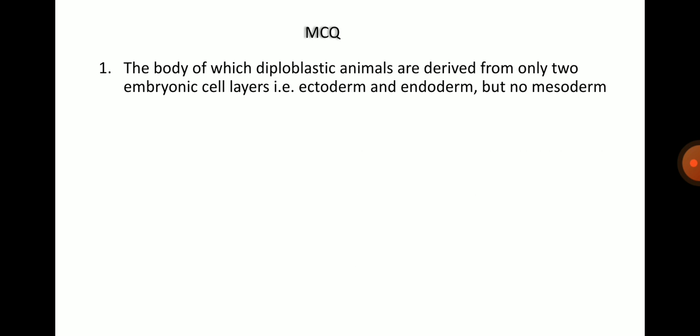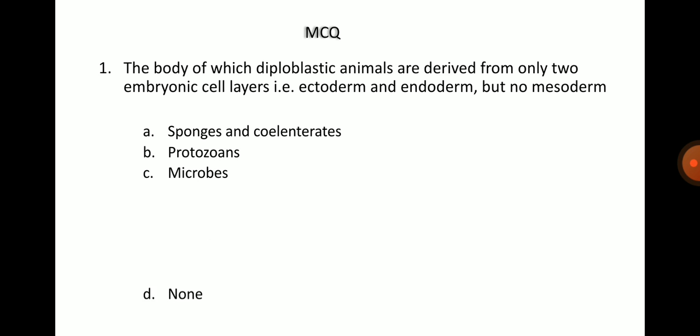So with this, I have concluded my lecture, and now let us discuss some multiple choice questions belonging to this particular lesson. The first question: the body of which diploblastic animals are derived from only two embryonic cell layers, that is ectoderm, endoderm, but no mesoderm? The answer options are sponges and coelenterates, protozoans, microbes, and none. The answer option A, sponges and coelenterates, is the correct one.